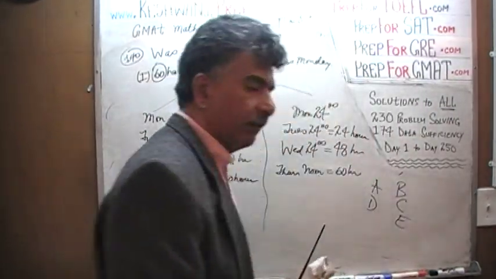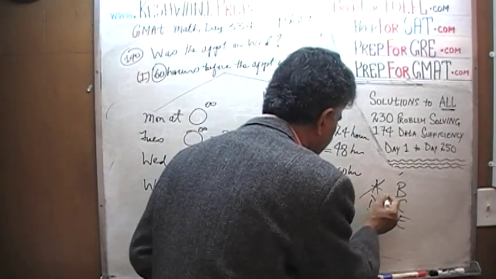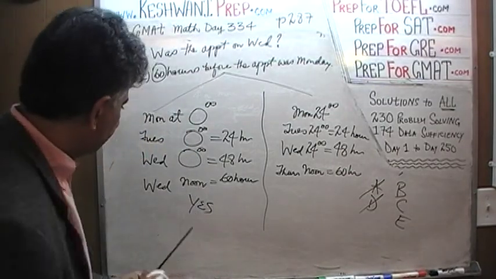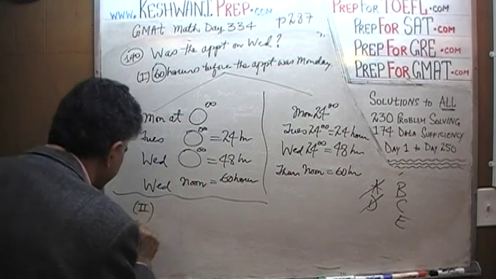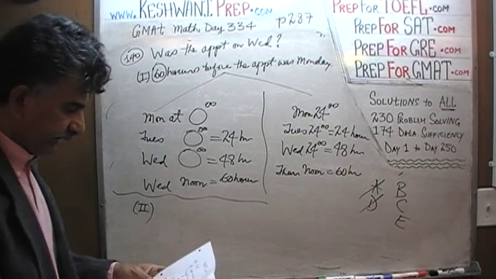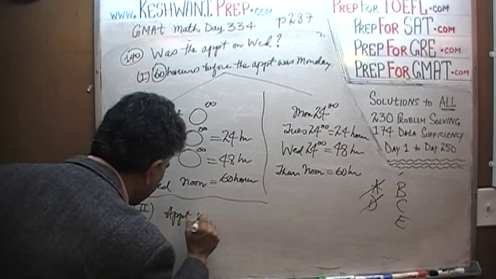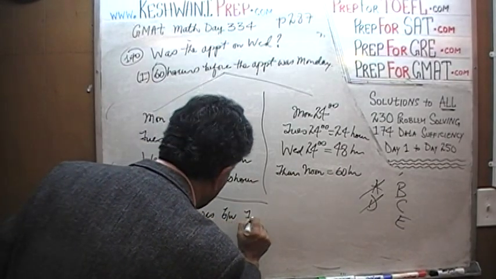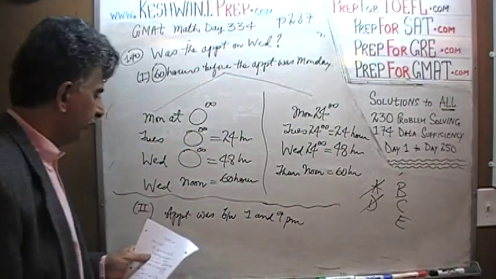Now that we've started, the first statement by itself is not enough. We know now that the answer cannot be A or D. It would have to be either B, C or E. Let's look at the second statement. The second statement tells us that his appointment was between 1 and 9 p.m.